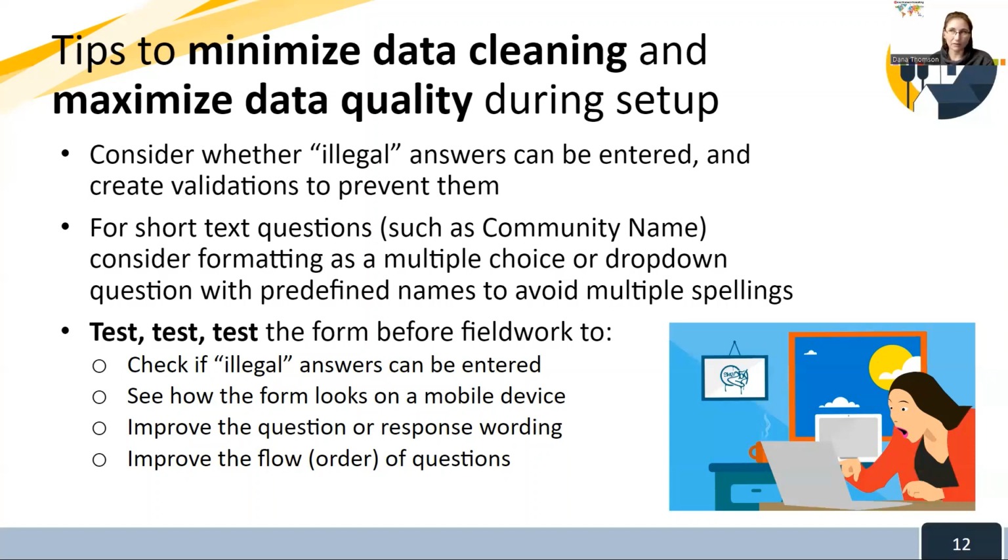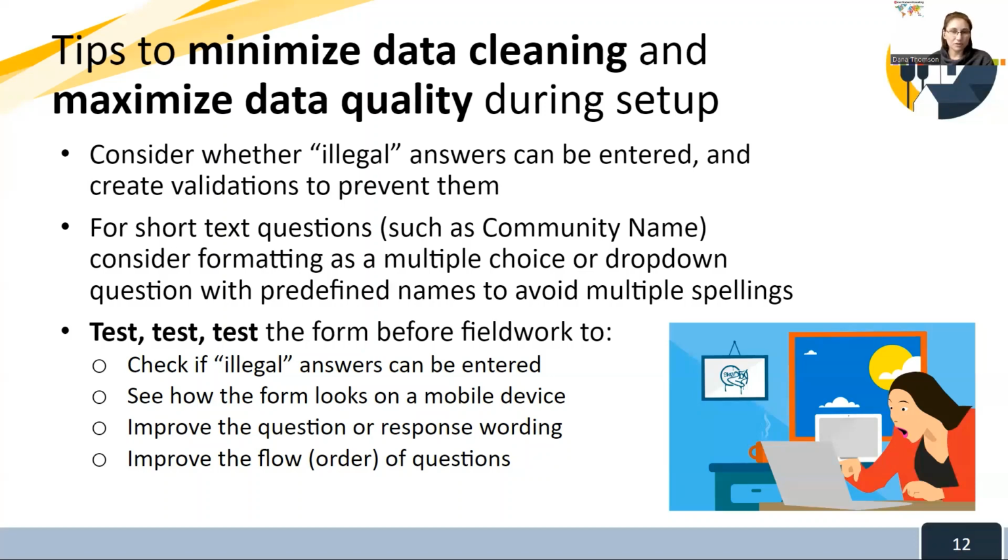So for example, if you're programming a number, so an age, the question is, what is your age? So that should be a number. You shouldn't be allowed to enter a letter or another kind of character symbol. And so there are validations inside of Google Forms that will prevent you from entering anything except a number.